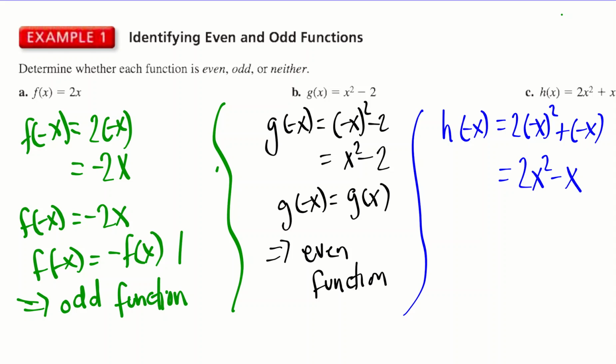Then what do you know, if we compare this one with the original function, we notice that there is some difference. Take a look at this difference here. When we substitute negative x, we got a negative number there. The original one is a positive number. It really isn't the same. So this implies that this is neither odd or even.